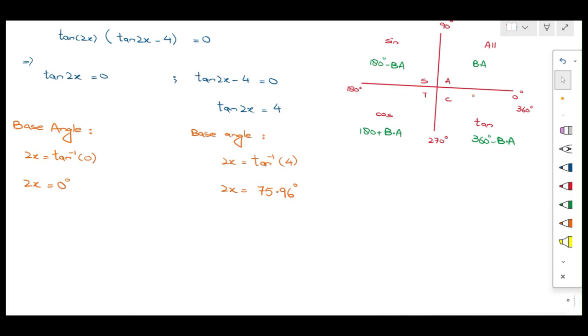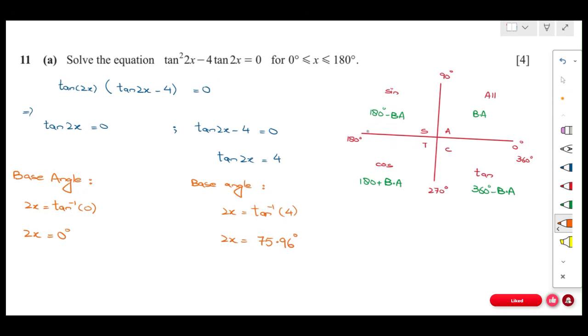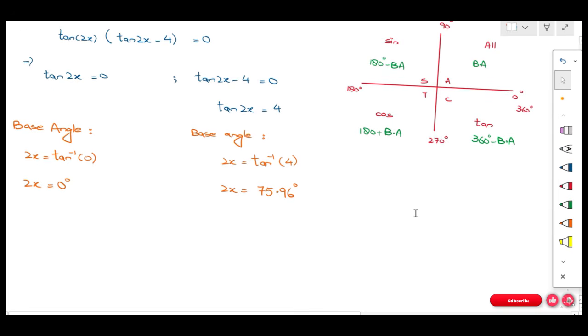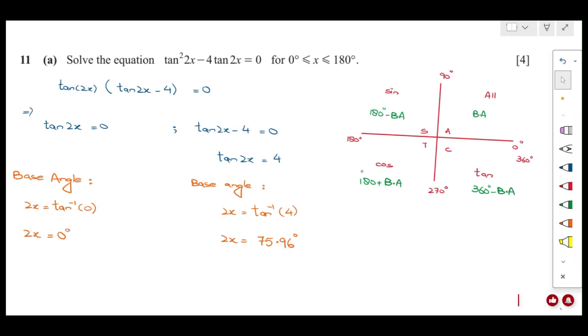Now from 0 to 180 degrees, tangent is only positive in the first quadrant. So what is the answer for the first quadrant? This is your base angle. Okay, my bad, I made a mistake here. Hold on a second. It's CAST. It should be tangent here and cos here, because A means all positive, S means sine positive, T means tangent is positive, and C means cos is positive.